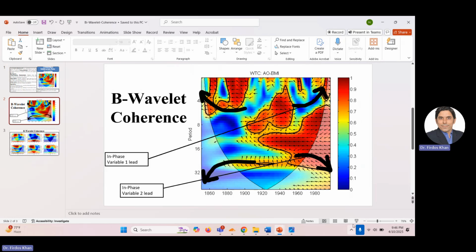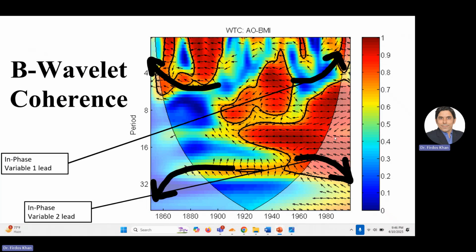Okay, now I will explain about the arrows. In the previous slide I said that if you don't know about the arrows, you don't know anything. If you don't know about the arrows' direction, you cannot interpret the results of this plot.